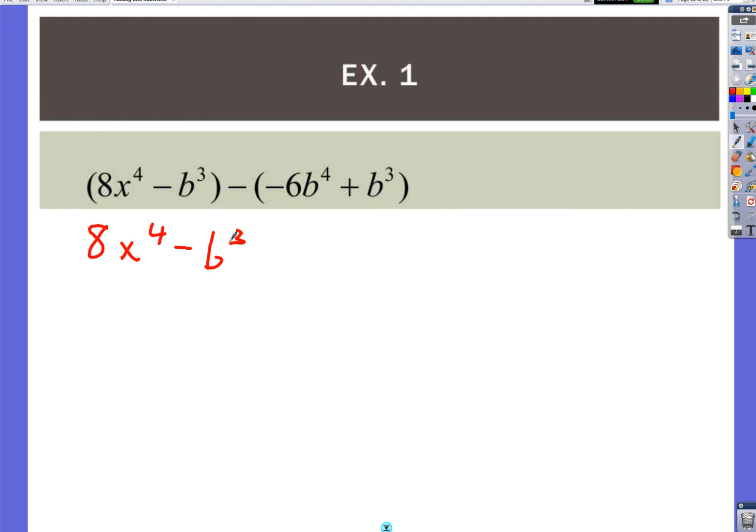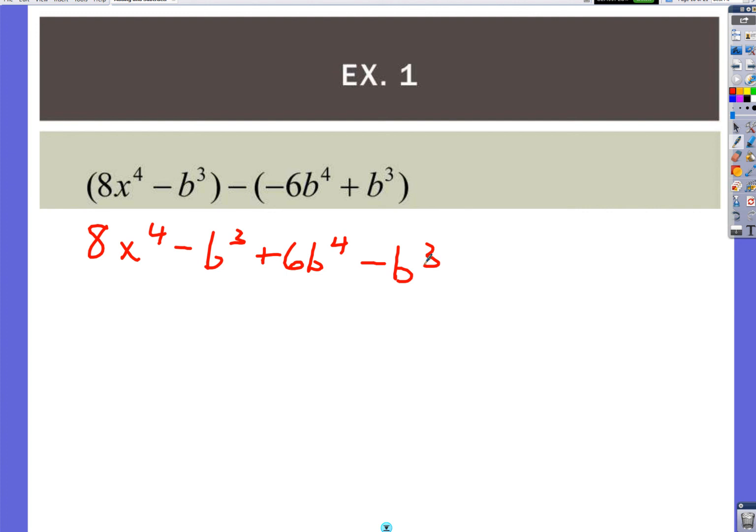It becomes a negative. It does not become a negative. It can become either one. What you're saying is that it changed signs. Yes. So now I'm trying to get rid of these parentheses. Instead of having a negative 6b to the 4th, I'm going to have a positive 6b to the 4th. Instead of having a positive b to the 3rd, I'm going to have a negative b to the 3rd. And now it's identical to the last 2 examples I gave you.